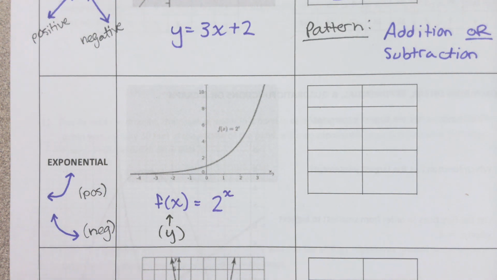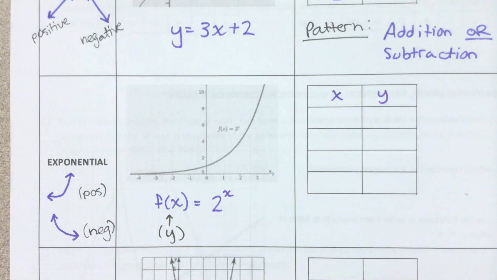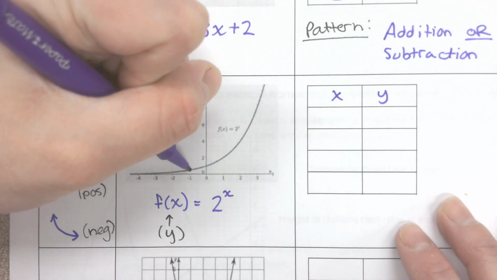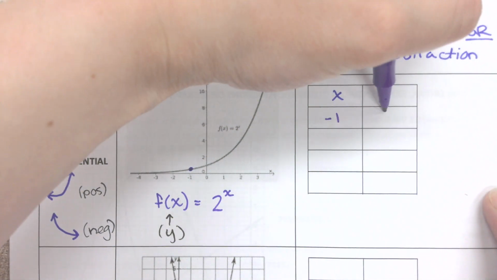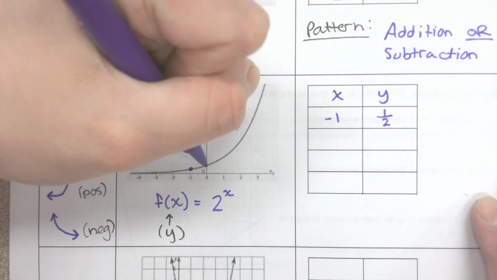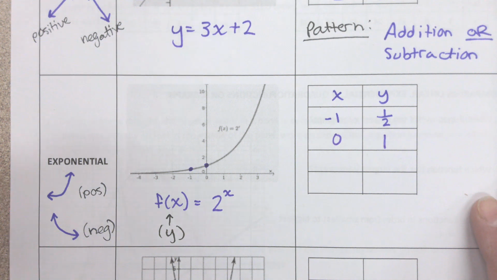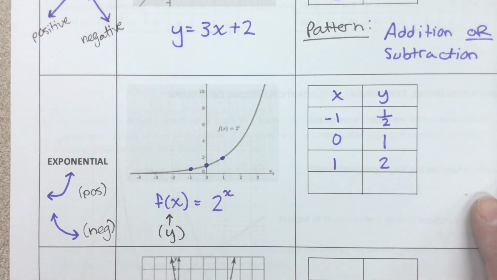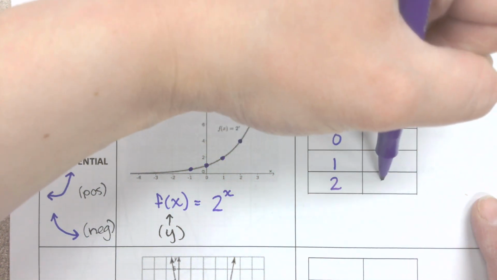Let's do that same exercise again with the table. Our first point is at -1. You'll just have to take my word for it on this one. This is -1, 1/2. Next point hits the y-axis at 0, 1. Next point, 1, 2. Final point is at 2, 4.